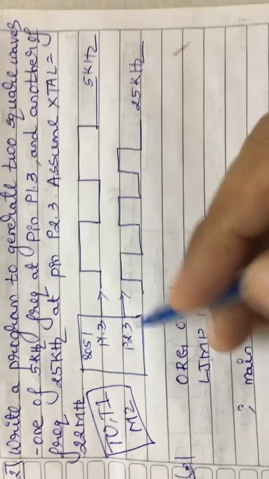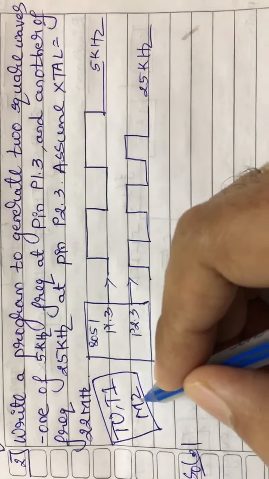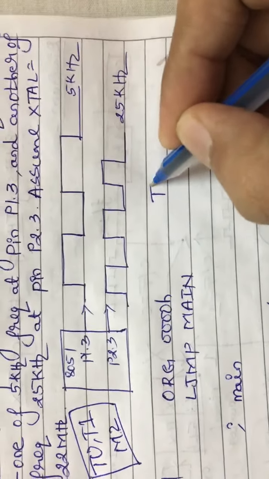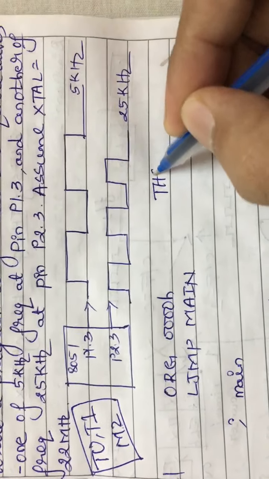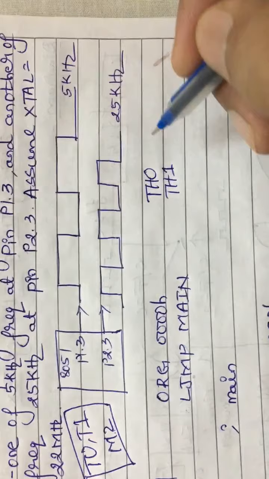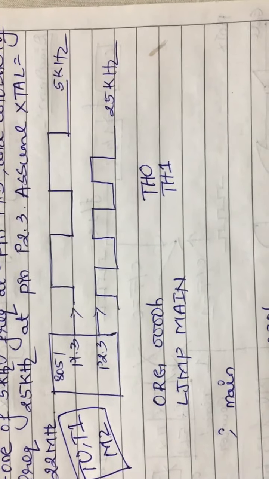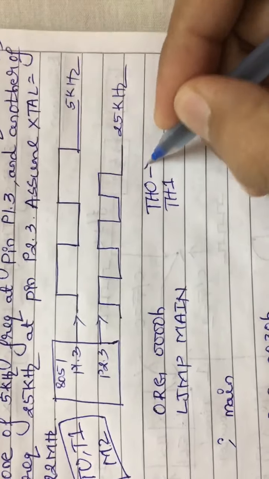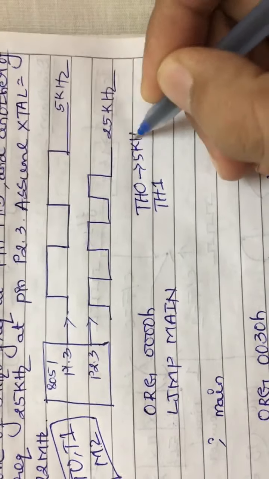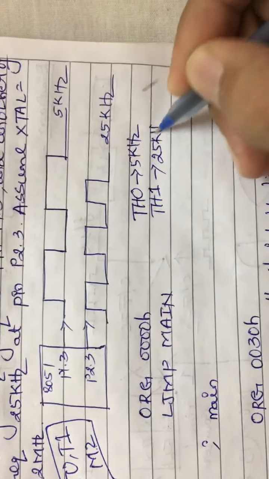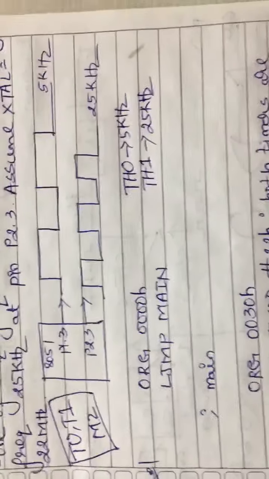You just calculate the values in mode 2. We are in mode 2. Just calculate the values of TH0 and TH1, right? If you take TH0 for 5 kilohertz and TH1 for 25 kilohertz, you just calculate the values as I said in the first example. So we will start with the programming now.